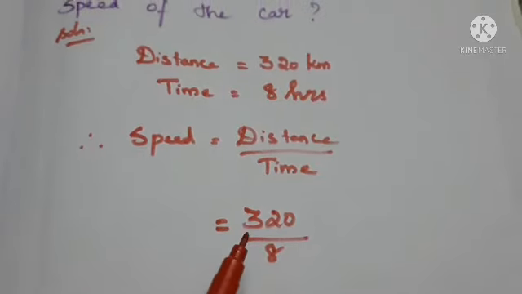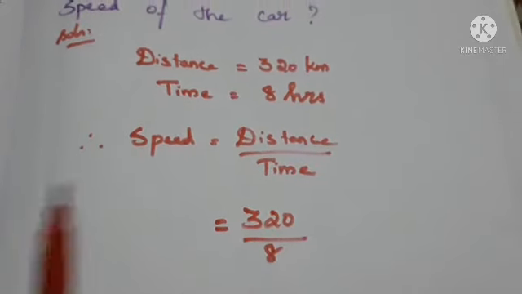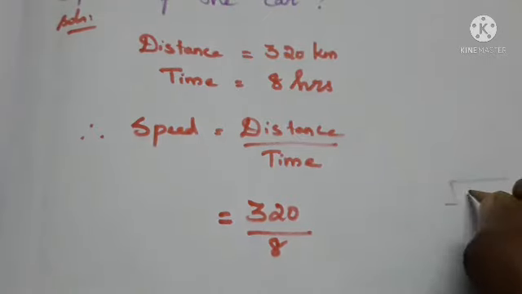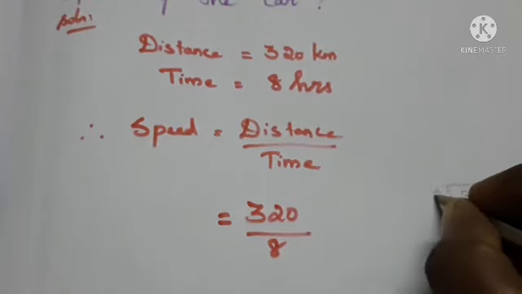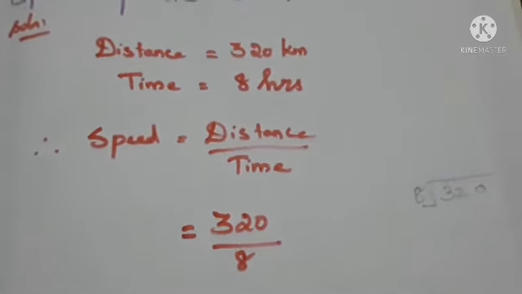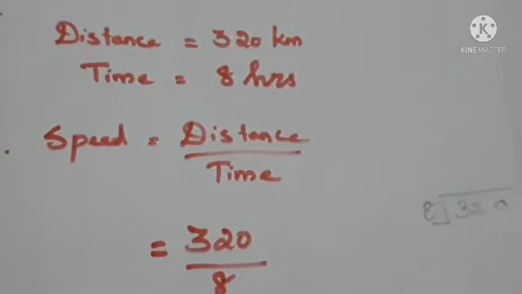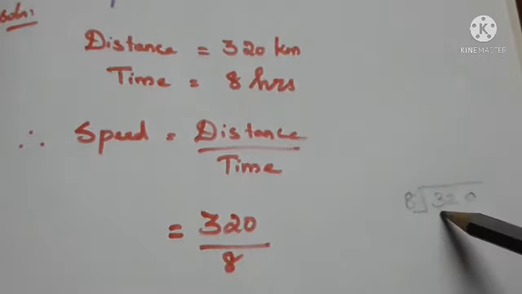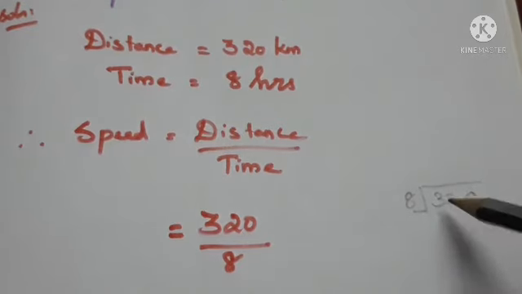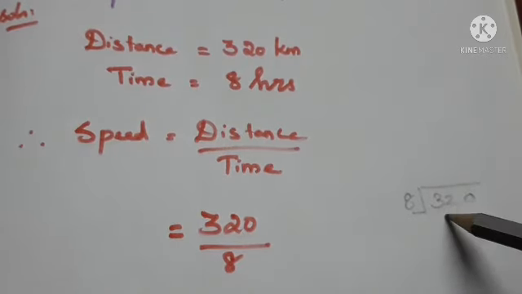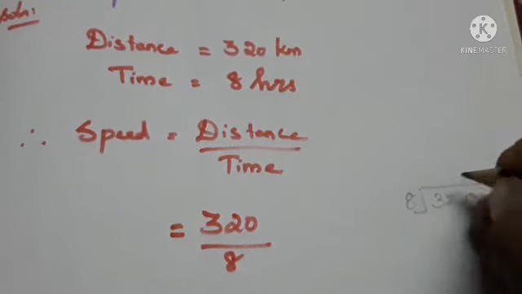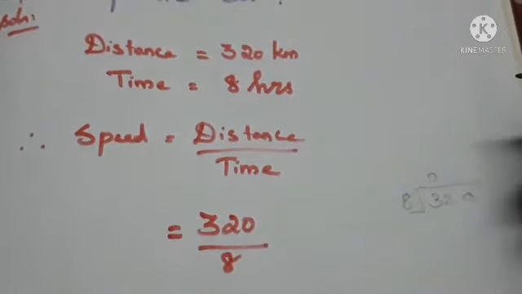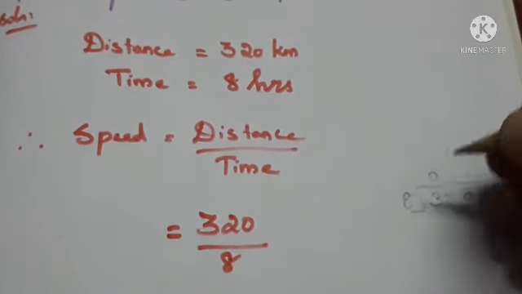Now we have to divide 320 by 8. First we have to take the 3. How many 8s are in 3? It is not possible, because 3 is less than 8. So we write 0 in the quotient, since 3 cannot be divided by 8.